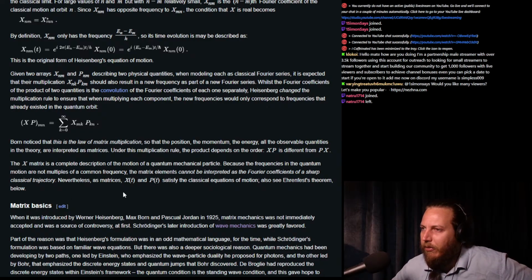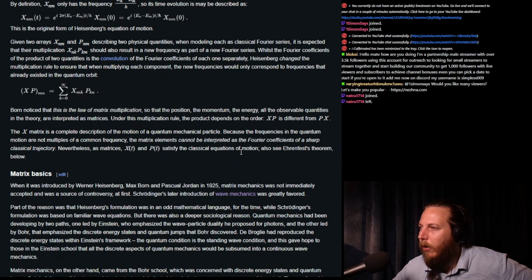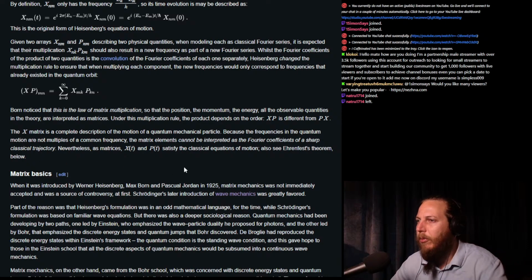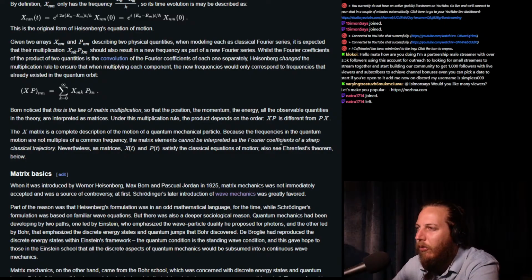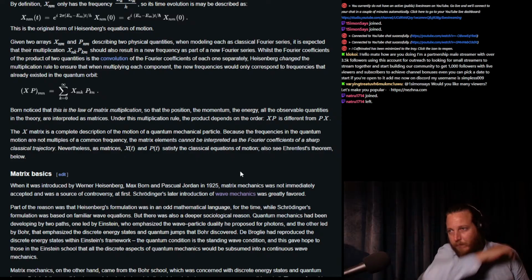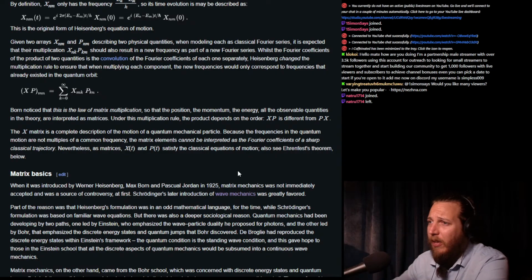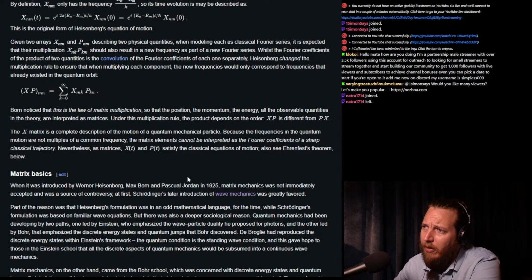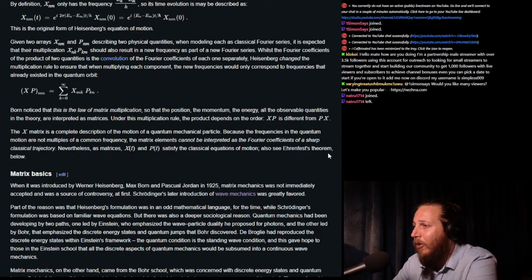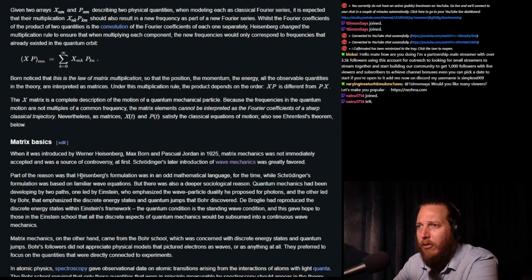The X matrix is a complete description of the motion of a quantum mechanical particle. Because the frequencies in the quantum motion are not multiples of a common frequency, the matrix elements cannot be interpreted as the Fourier coefficients of a sharp classical trajectory. No, they can't. That bit I actually kind of did understand. Nevertheless, as matrices, x(t) and p(t) satisfy the classical equations of motion. Also see Ehrenfest's theorem below.